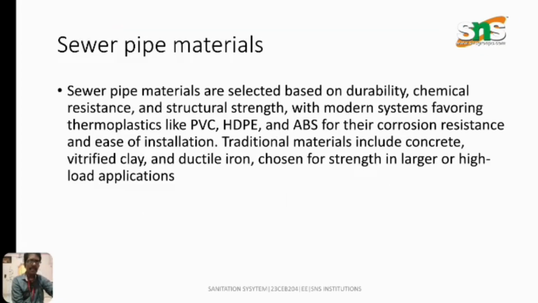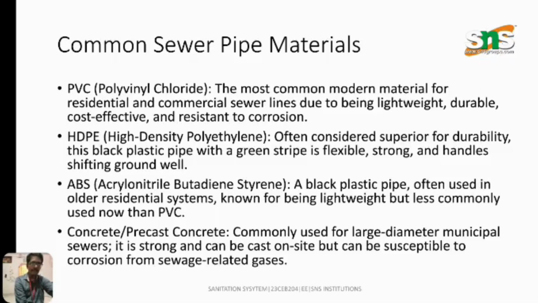Sewer pipe materials. Sewer pipe materials are selected based on durability, chemical resistance, and structural strength, with modern systems favoring thermoplastics like PVC, HDPE, and ABS for their corrosion resistance and ease of installation. Traditional materials include concrete, vitrified clay, and ductile iron, chosen for strength in larger or high-load applications. Common pipe materials are PVC, HDPE, acrylonitrile butadiene styrene, and precast concrete.